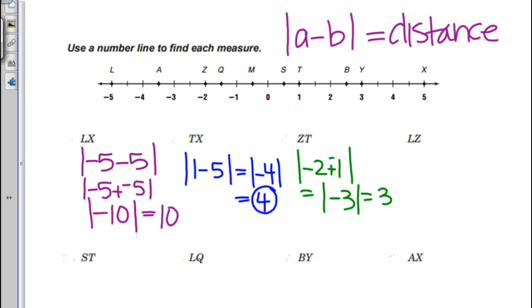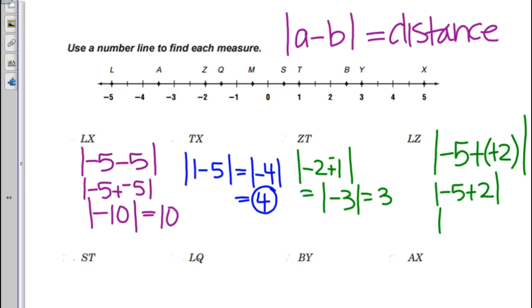3 units away. All right, let me get some of this off of here, because now we're going from L to Z. So looking at those numbers, L is -5, Z is -2. So -5 minus a -2. Now I have minus a negative. 2 negatives together like that, we can say plus a positive. So -5 plus 2. Now I have opposite signs that I'm putting together, so I subtract those numbers. And the absolute value of -3 is 3.